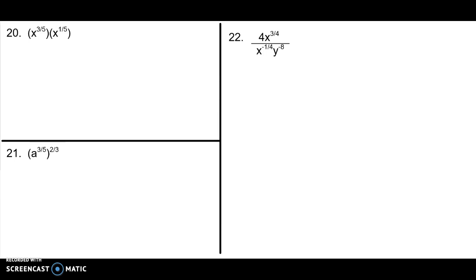All right, on question 20, we're multiplying, and when you multiply, you add your exponents. So we're really going to write this as x to the 3/5 plus 1/5. And when we add our fractions, we get x to the 4/5 power.